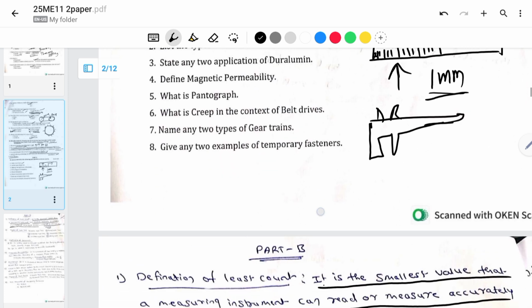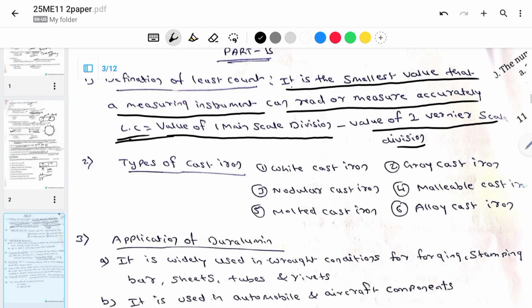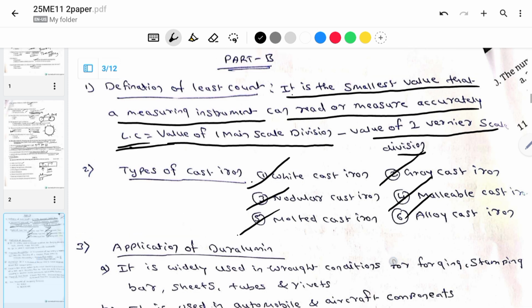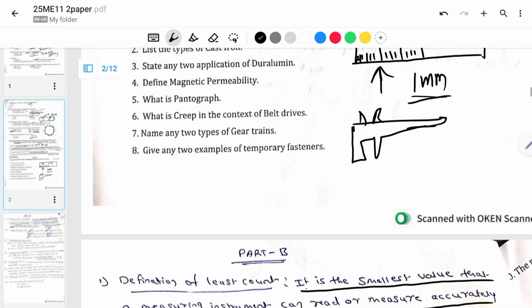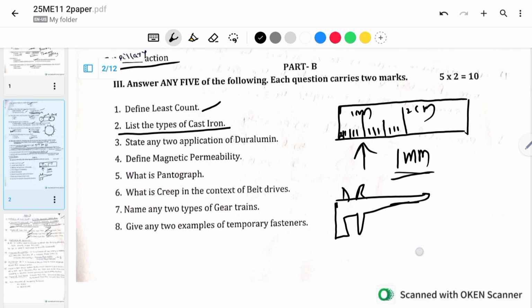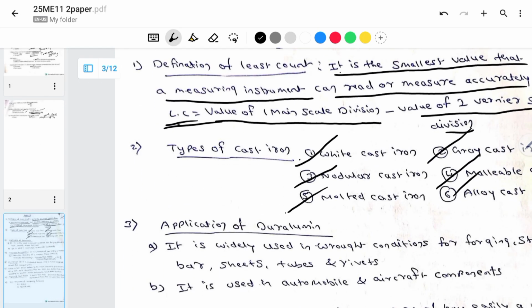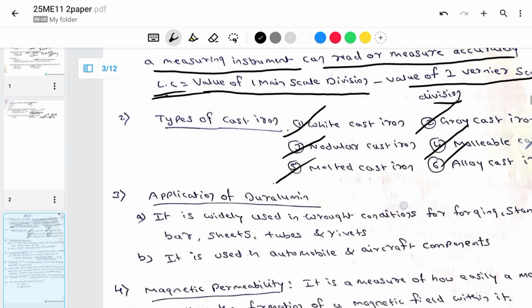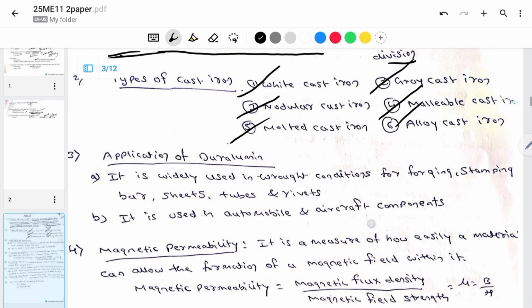Next, types of the cast iron they have asked. So white cast iron is there, nodular cast iron, molded cast iron, grey cast iron, malleable cast iron, alloy cast iron. So here we get 2 marks completely. They have not mentioned how many you have to mention, so it is for 2 marks. At least you have to write four, minimum four you have to write. So here you have mentioned all.